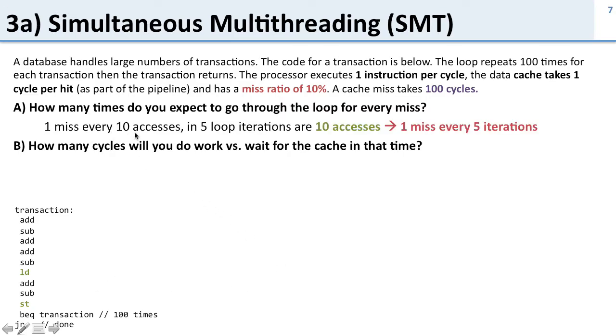So here we have it: 1 miss every 10 accesses. We have 5 iterations in a loop for 10 accesses. That means we have 1 miss every 5 iterations. So every time we go through this loop 5 times, on average, we'll have 1 miss in our cache.